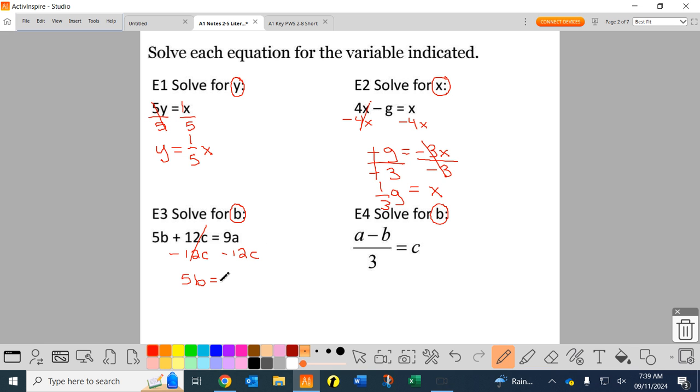Now, when you list out variables and there's more than one, you cannot put them together when you're adding and subtracting, but what you can do is put them in alphabetical order. Alphabetical order would make this 9a minus 12c.